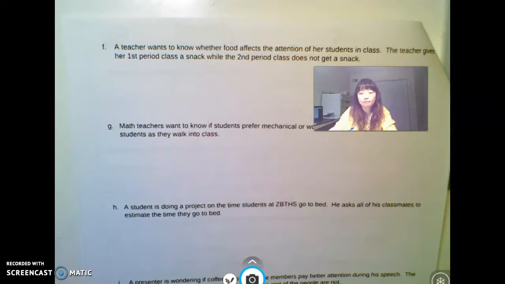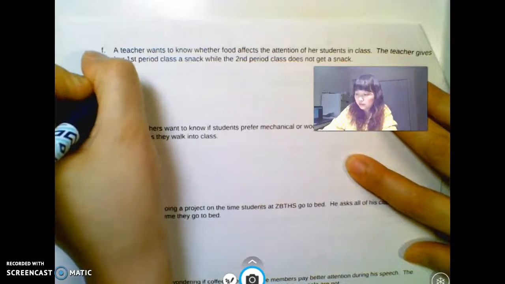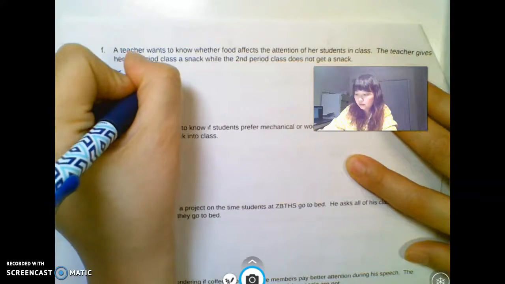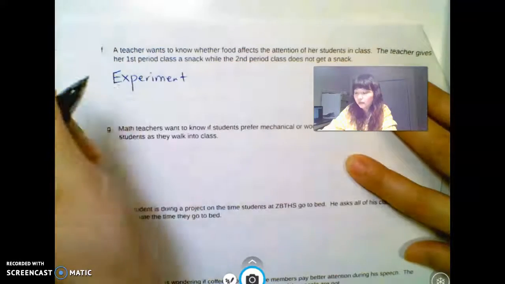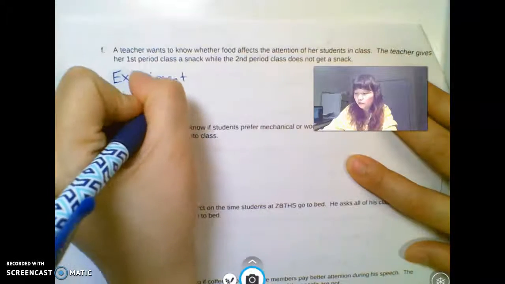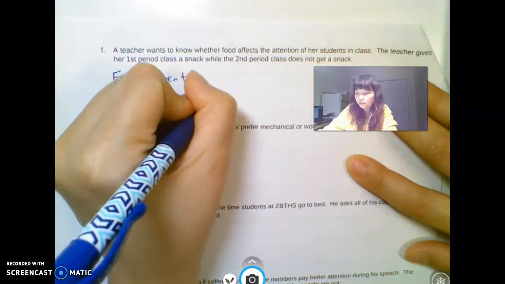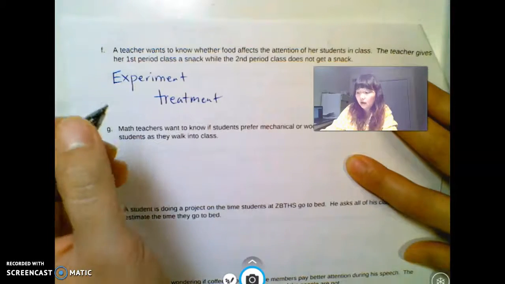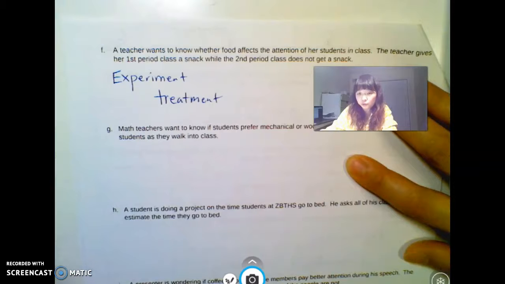Oh, let me do F because I like F. A teacher wants to know whether food affects the attention of her students in class. The teacher gives her first period class a snack while the second period students do not get a snack. So I think this is obvious. This is going to be an experiment because we're experimenting on students, right? I think the treatment part is what I wanted to point out before I log off. How many treatments do we have?